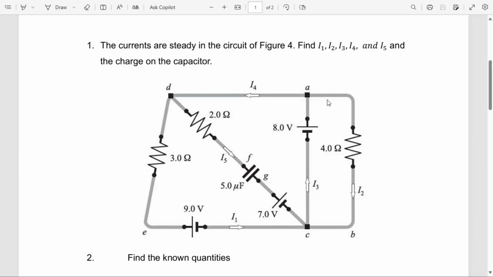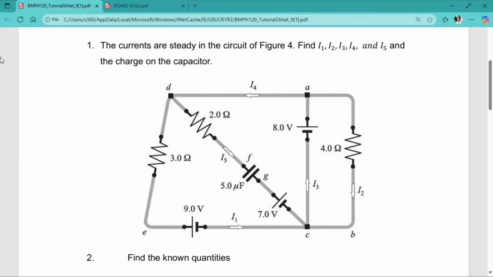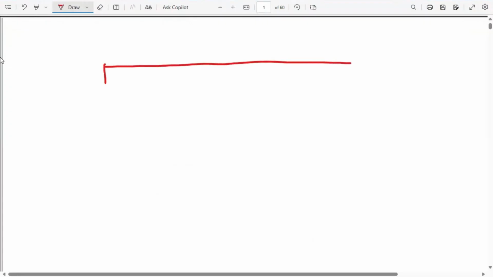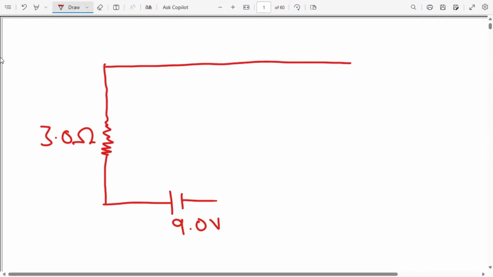So this is the circuit that we've been given, and the first thing we're going to do is redraw this diagram into a more friendly form in case this is a bit ambiguous. Let's put it in a straight, simple form, which will be easier for our analysis. So I'm going to draw it straight. I have a line here at the top. I have a resistor there, with a magnitude of 3.0 ohms. I have a battery voltage there, with a magnitude of 9.0 volts.